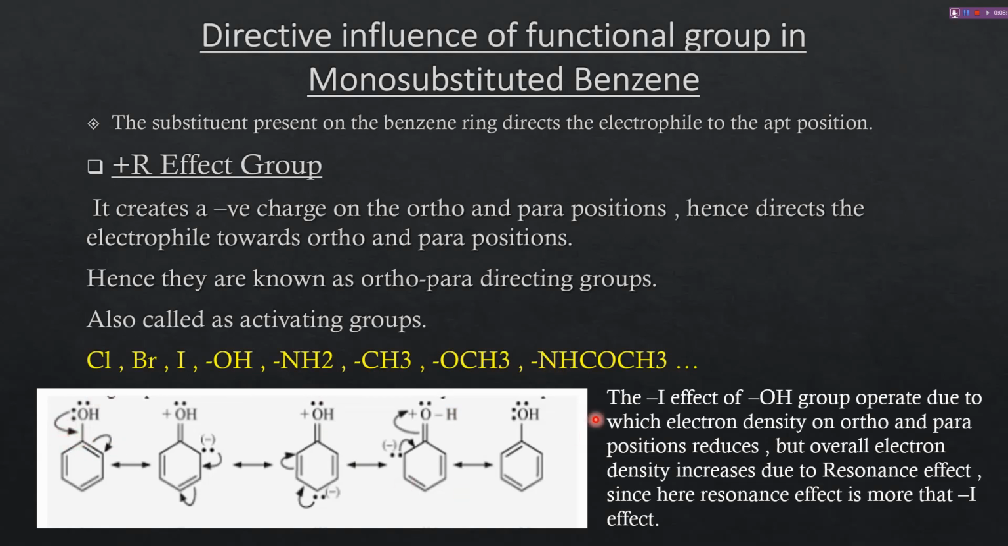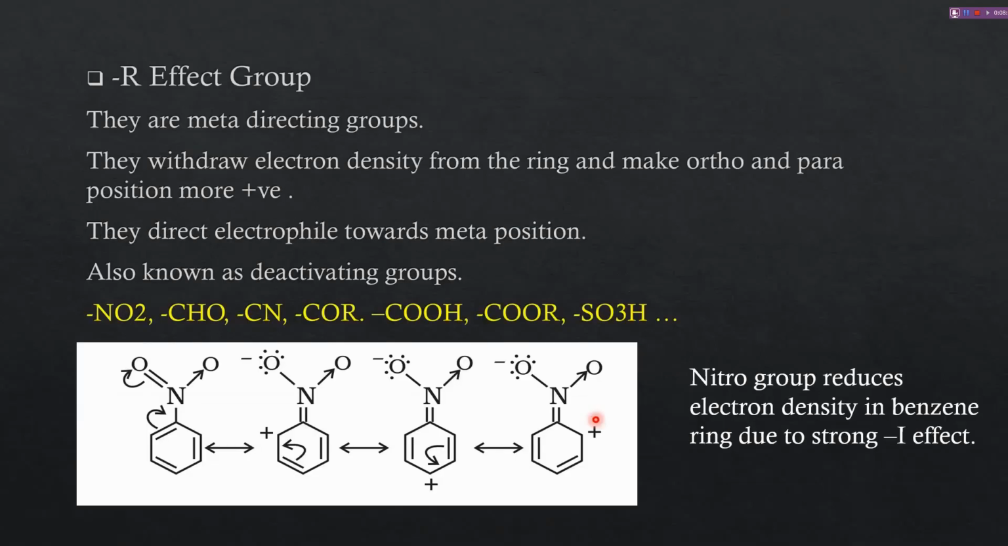Like the minus I effect of OH group will be already causing less electron density on ortho and para positions, but here that is not happening. Here the reverse is happening, that is ortho and para positions are having more electron density, right? So that is due to the plus R effect of OH group. So here plus R effect is dominating the minus I effect. That is a point to be noted.